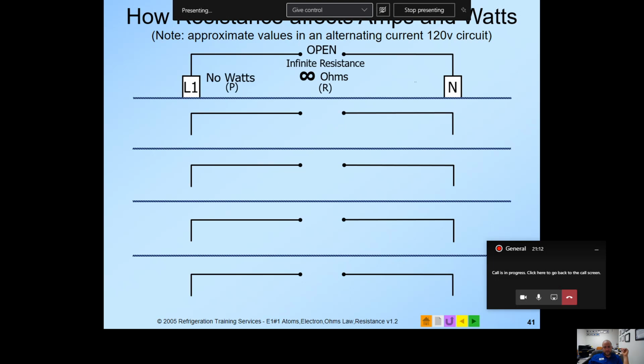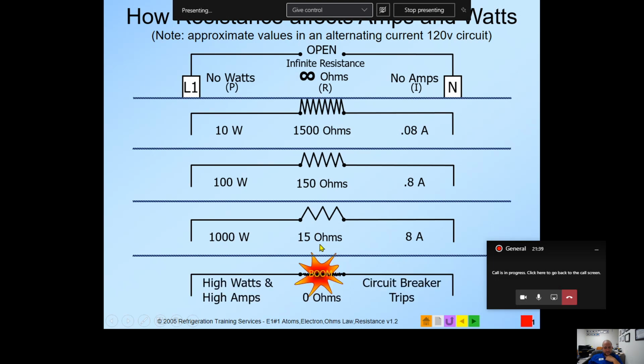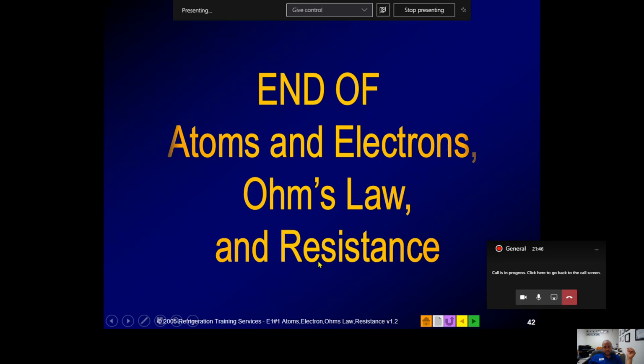So here's another visual representation of what we just talked about. The top one will be open, infinite resistance. That's your OL. This one has some resistance, and you could do your Ohm's law and calculate those out. Those should add up. So notice how your wattage changes and your amperage changes. And then the last one will be no ohms, no resistance, 0.0 on your meter. And that's where you're going to start tripping breakers and stuff.